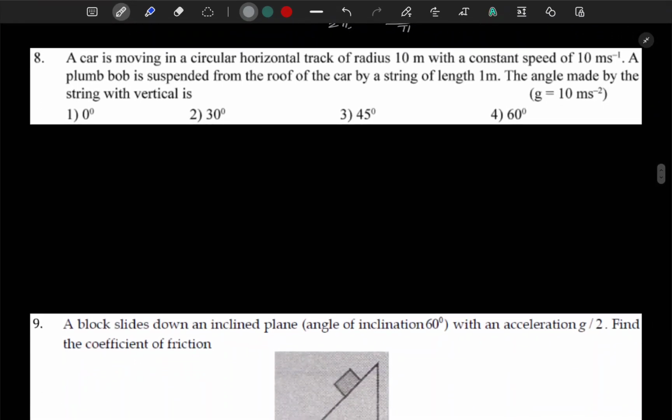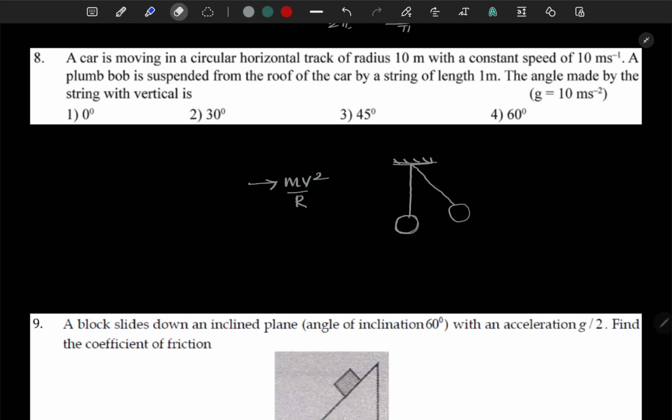Let us move on to the next question. A car is moving in a circular horizontal track of radius 10 meters with constant speed. A plumb bob, a pendulum bob, is inside the car, suspended from the roof of the car. When the car makes a circular turn, a force acts away from the center, which is mv square by r. There is nothing to balance it here. That's the reason why the bob rises up and the bob will be here.